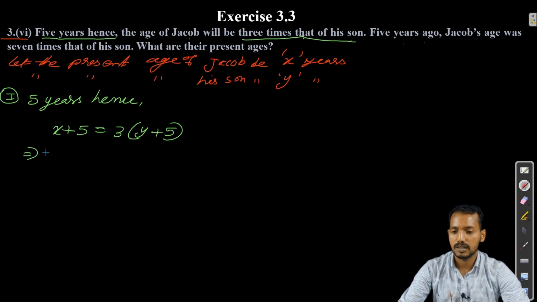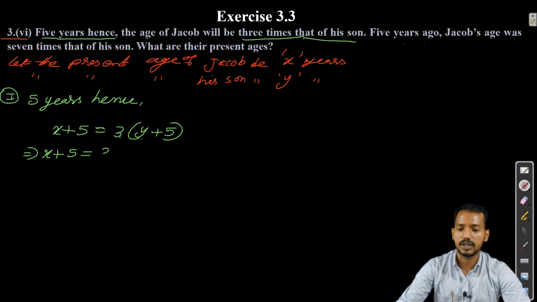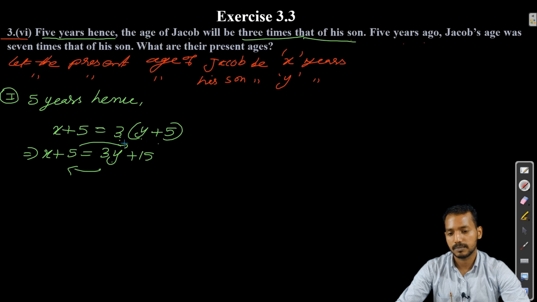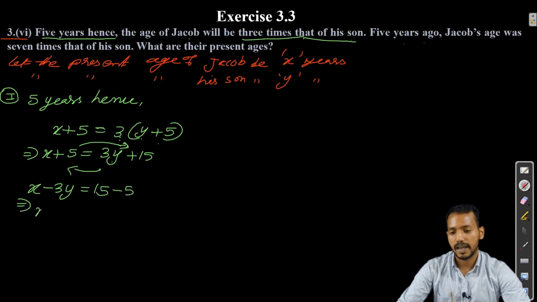Simplify this one. x plus 5 is equal to 3 into y, 3y, plus 3 into 5, which is 15. Now bring this 3y to the left side and 5 to the right side. So we will get x minus 3y is equal to 15 minus 5. That implies x minus 3y is equal to 10, equation number 1.